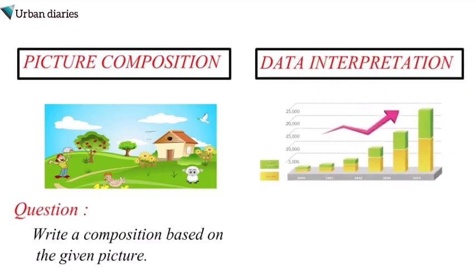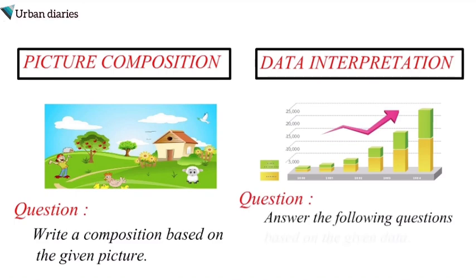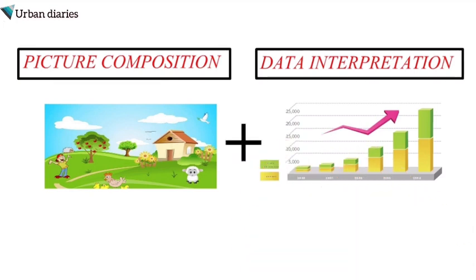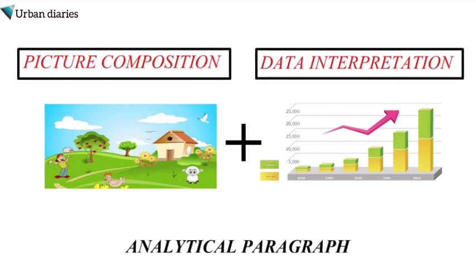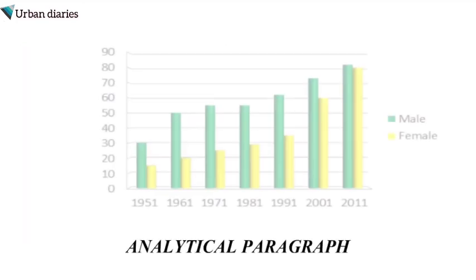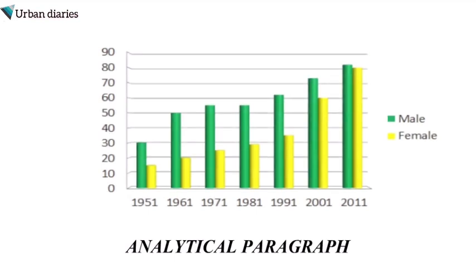Now data interpretation looks like this, where data has been provided to you and you have been asked questions based on that data. And you will answer those questions, of course, based on the data provided to you. That is called data interpretation. Now, what did I say? I said if you join picture composition and data interpretation, you get analytical paragraph writing. So here you will be given a picture of data and you will be told to write a few words about that. The word limit to write an analytical paragraph can be from 150 to 250.